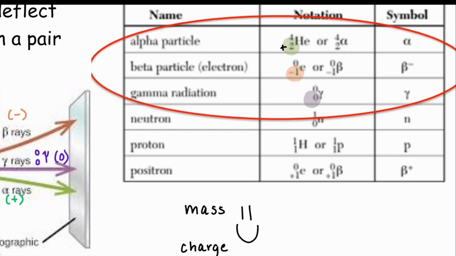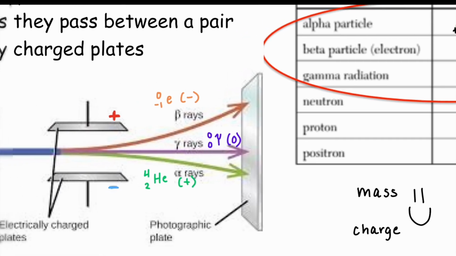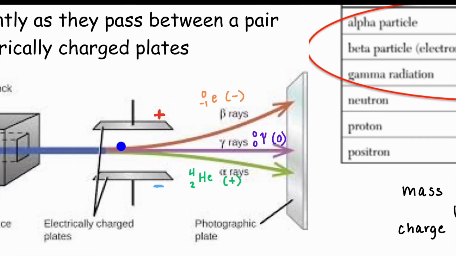A beta particle is just an electron. So an electron will have a mass of 0 and a charge of -1. So when that's sent through these electrically charged plates, those beta particles or those electrons will bend upwards, closer towards that positively charged plate because our positive and our negative attract towards one another.